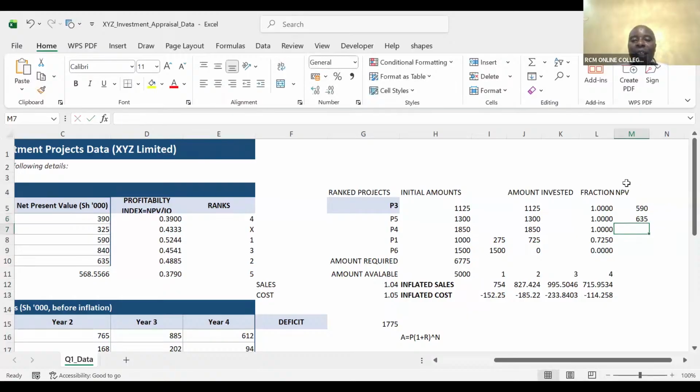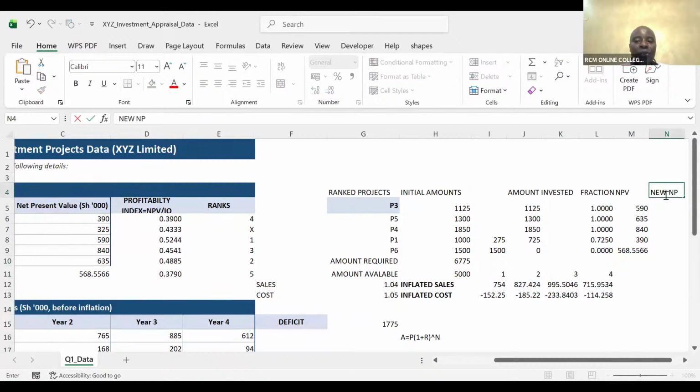Enter. They come to the third one. So that third one is P4. P4 is 840. They enter. And then, ladies and gentlemen, they come to P1. P1 is 390. And then now they come to the very last one, which is P6. P6 is 568.5566, like that.